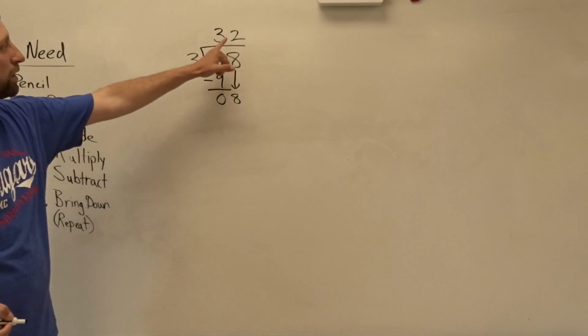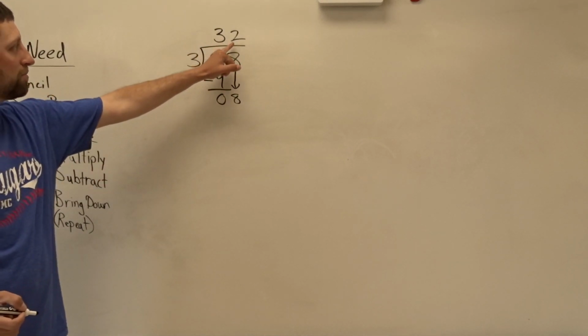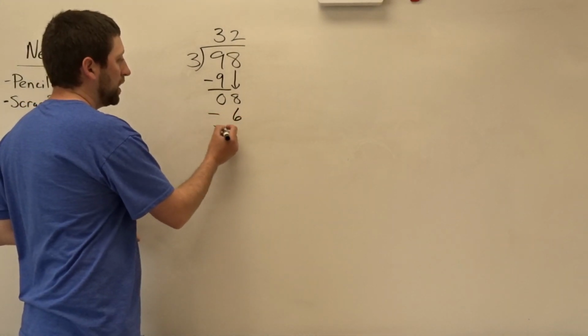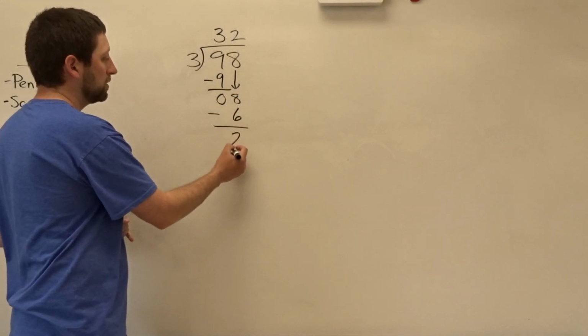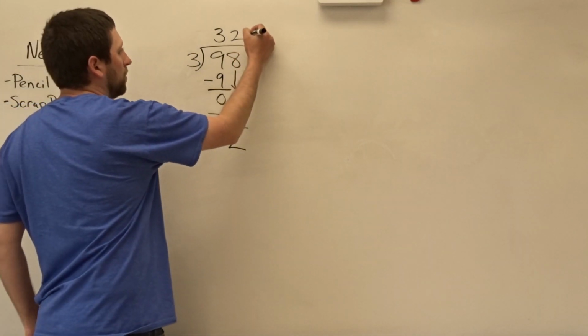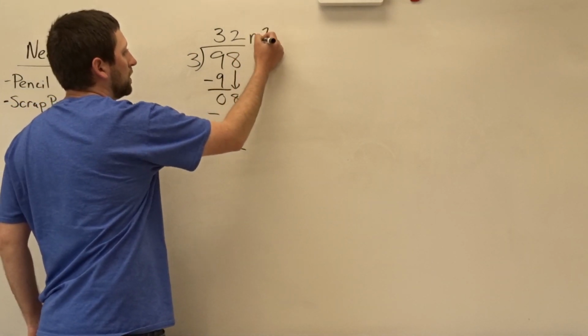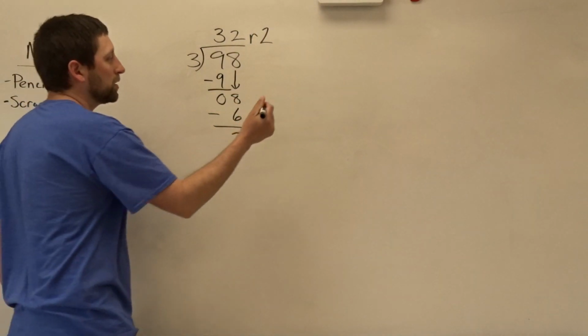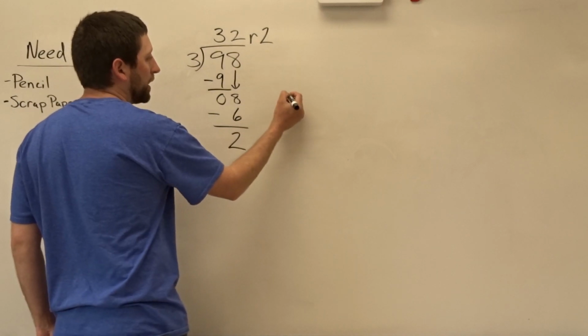8 divided by 3, I could do that 2 times. Now my second step is multiply 2 times 3, that is 6. 8 minus 6 is 2. We don't have any more numbers to bring down, so again we will write a lowercase r and a remainder of 2. Let's check that by multiplying and then we'll add the remainder in next.